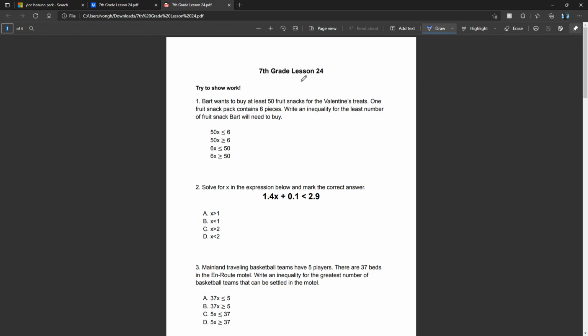This is the 7th grade worksheet for lesson 24, and I'll be covering it. First part, Bart wants to buy at least 50 fruit snacks for Valentine's treats. One fruit snack pack contains 6 pieces. Write an inequality for the least amount of fruit snacks Bart will need to buy.